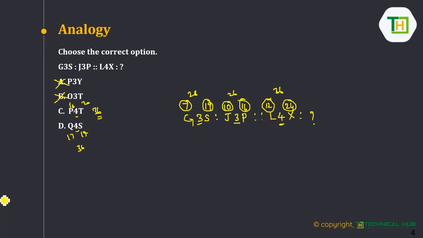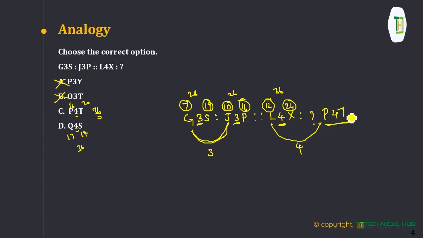Then what do I have to take next? See what the difference is here. 7 and 10, what is the difference? 3, which is the middle number here. So I can take the middle number as the difference between G and J. Here also the middle number is 4, so I take the difference between L and the next letter to be 4. L plus 4 is P. So it should be P4T. It is not Q4S, it is P4T here.